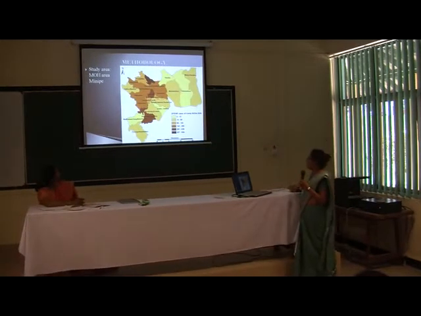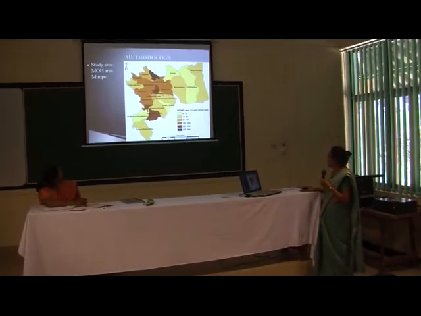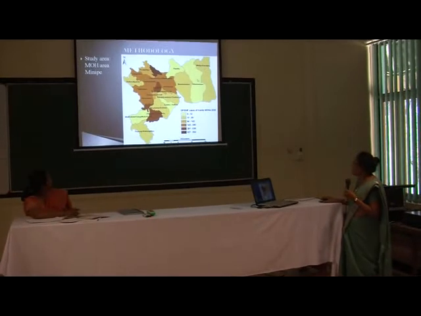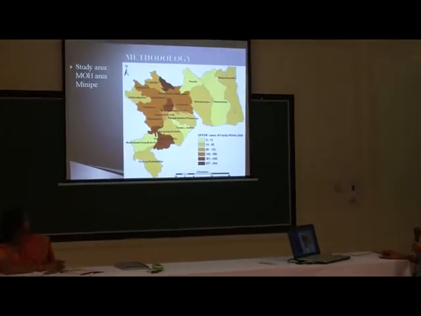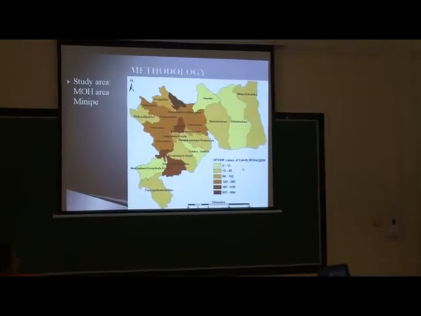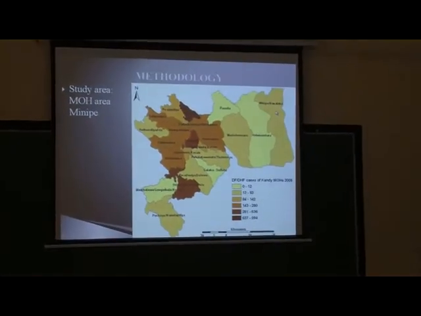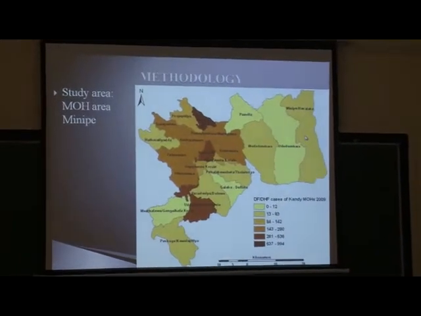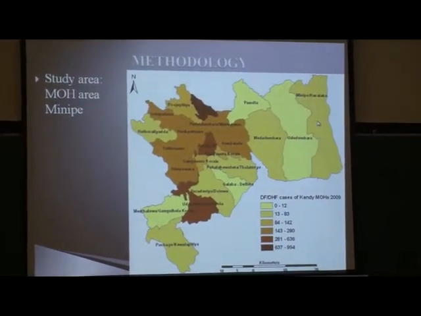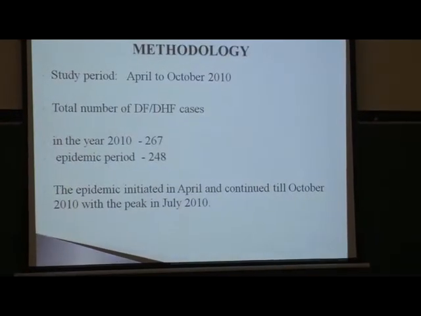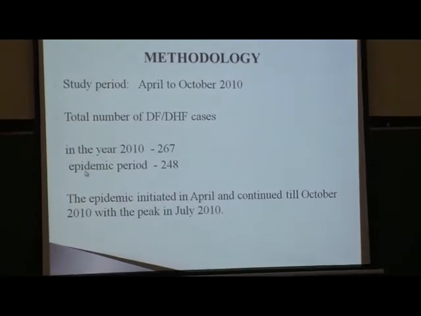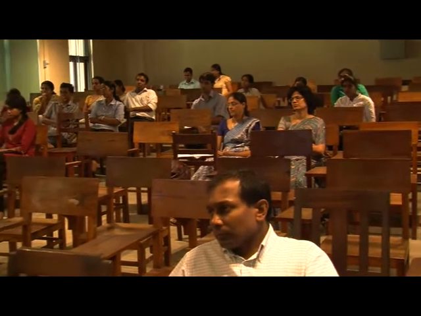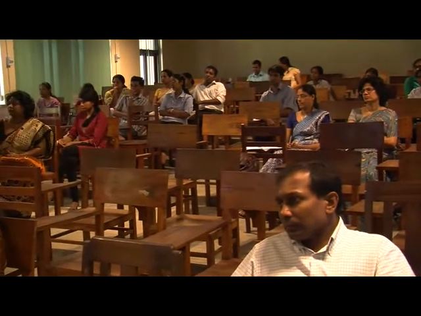This is the map of the Kandy district. This is the mini Bay area, and this area had cases in 2009 also. However, these cases are imported to this area, not the local transmitted cases. And during the study period, the total number of cases started in April and continued in October with the peak in July 2010.